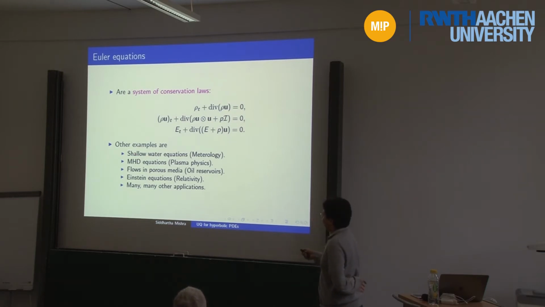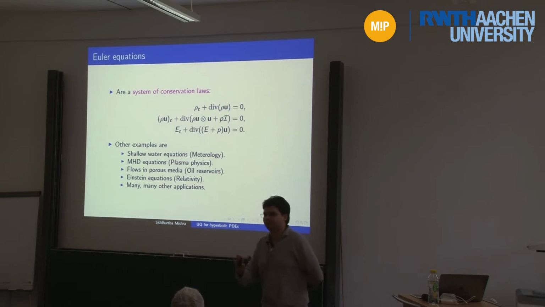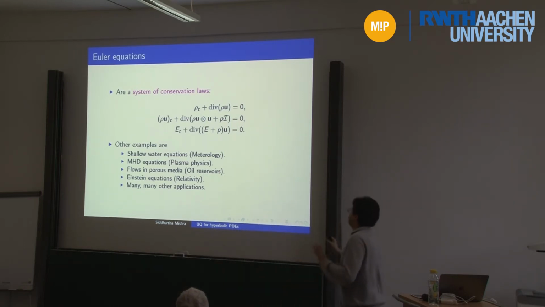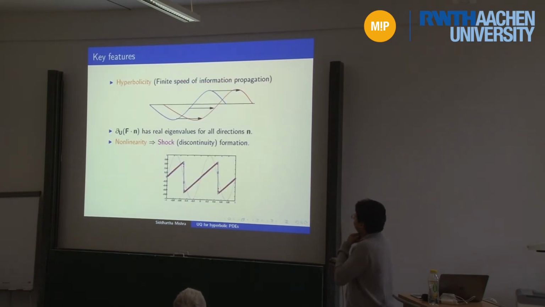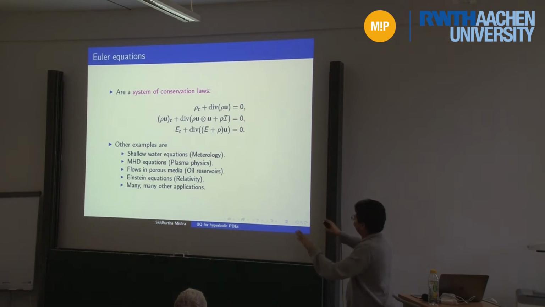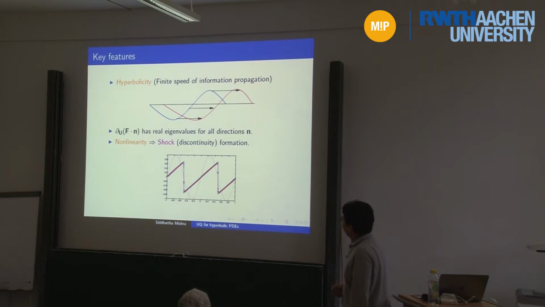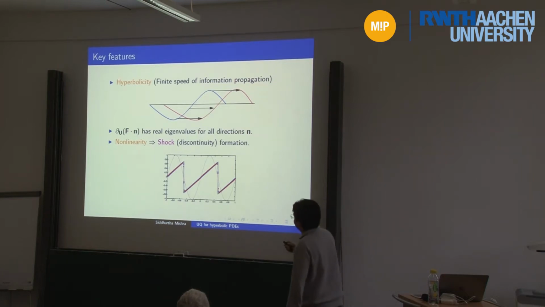So you have shallow water equations, which come from oceanography or meteorology. Then you have the magnetohydrodynamic equations, which come from plasma physics. In oil reservoirs, you have Buckley-Leverett equations, Einstein equations. Many problems can be fit into this framework, right? So this is sort of a good class of equations to look at. And the point is that even though this looks like a very large class of equations, there are some common features. So one key common feature for these equations is hyperbolicity.